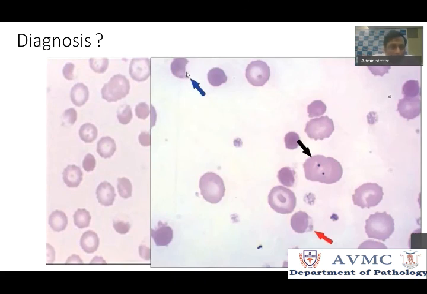Okay, what are bite cells? These are RBCs with a portion missing, as if someone has eaten up or taken a bite of it. Okay, these are called bite cells. This is a bite cell, and in some cases you can find a membrane in the RBC with no hemoglobin.